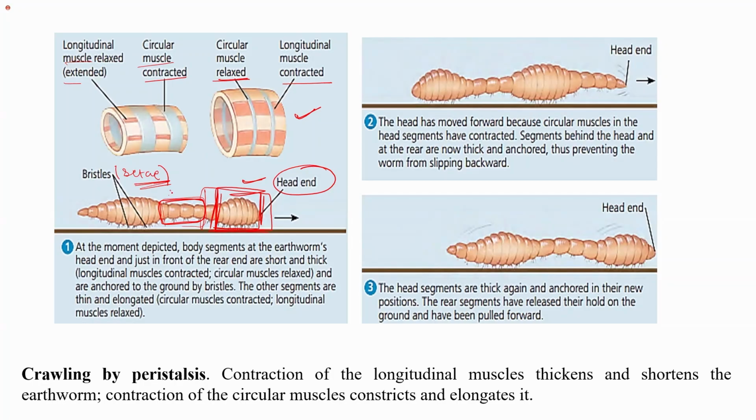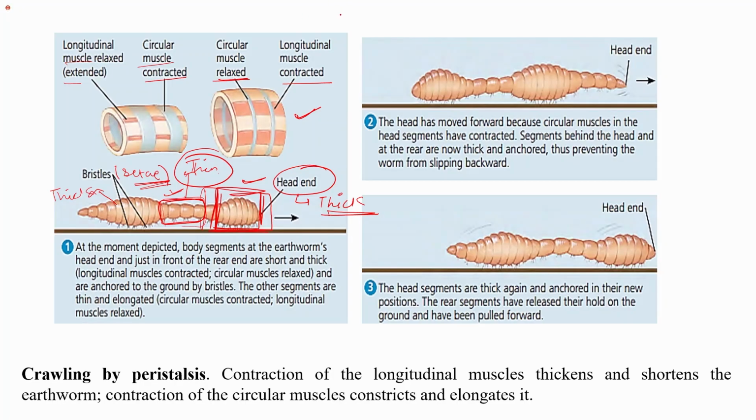While if I talk about this other segment, this is thin. We can see clearly this head end has become thick, this rear end has become thick, while the central body has become thin. So in this area, longitudinal muscles are contracted while the circular muscles are relaxed. The other segment, which is thin and elongated, in this area, circular muscles are contracted and longitudinal muscles are in relaxed position.